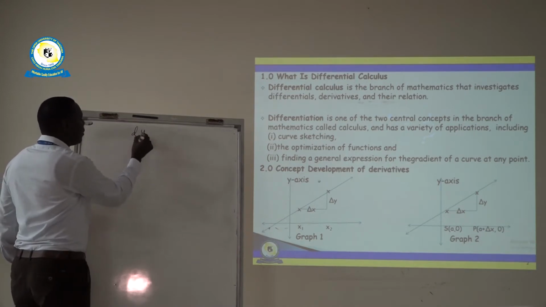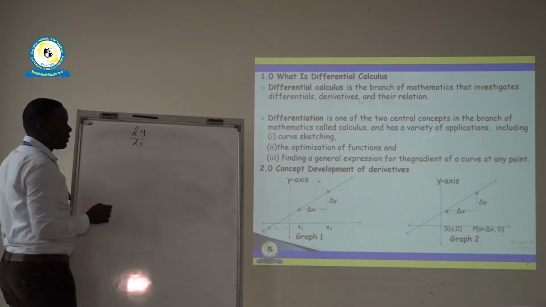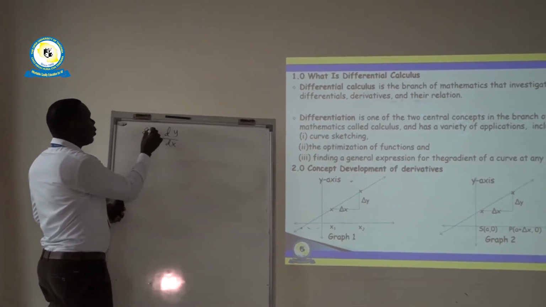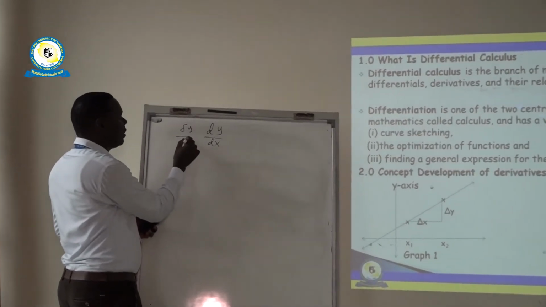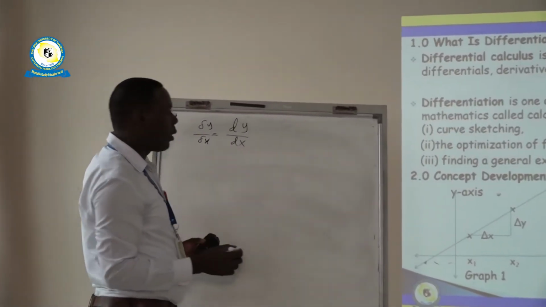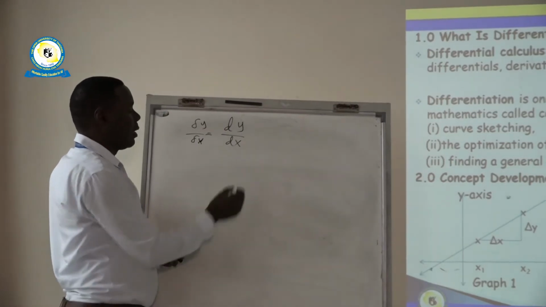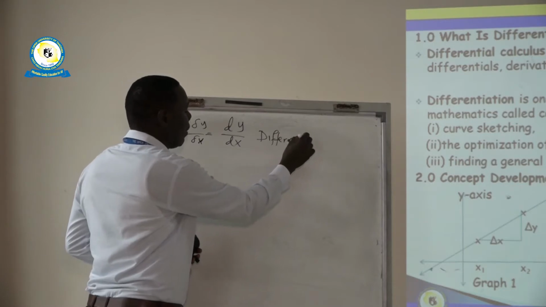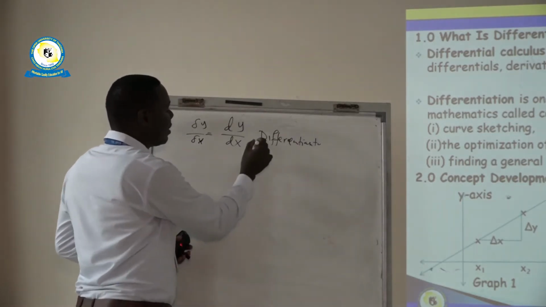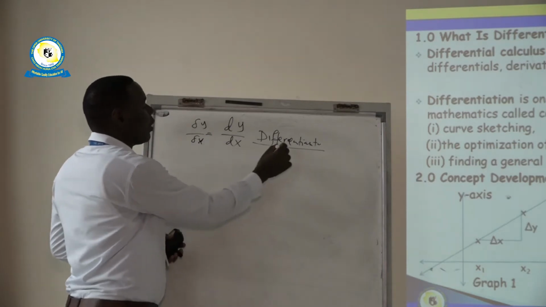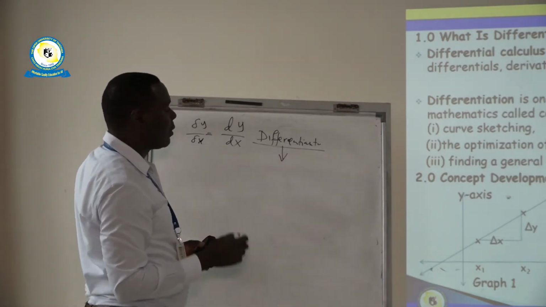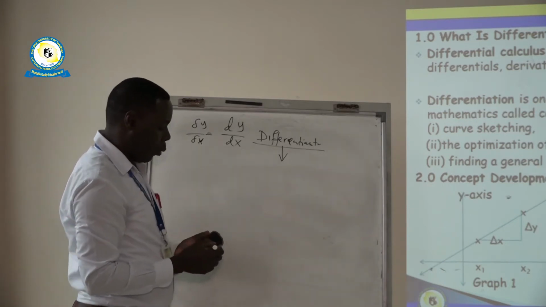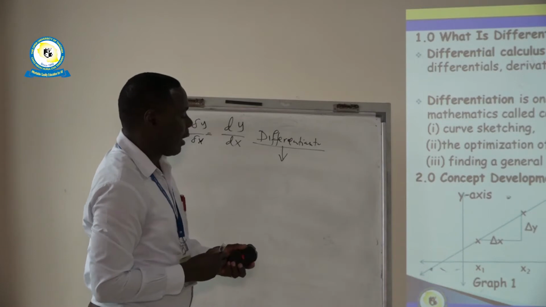When we say dy/dx, this is the symbol that says the small change in y to the small change in x. Now, this is what we call differentiation. For this differentiation, we are supposed to have the concept and know where this dy/dx comes from.